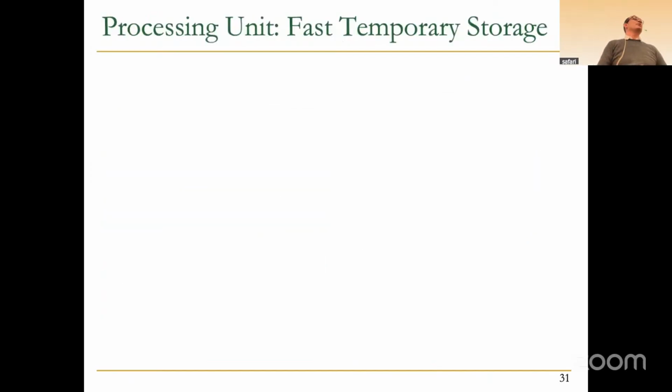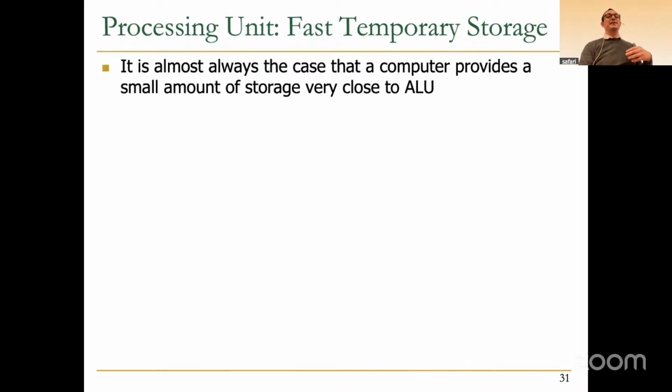Okay, so what else is there in the processing unit? This is an important concept. It's not just about processing. Essentially, when you do processing, you operate on data, right? Where does the data come from? Yes, it comes from memory. But you need memory close to the processing unit as well, because memory far away is too far away. And this is called the fast temporary storage.